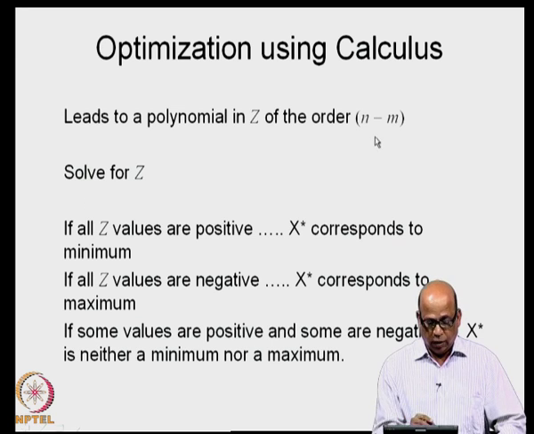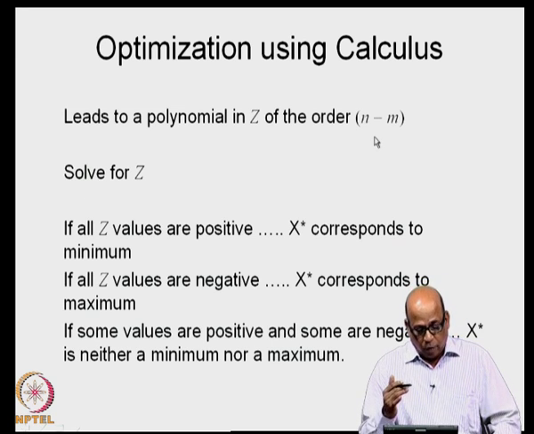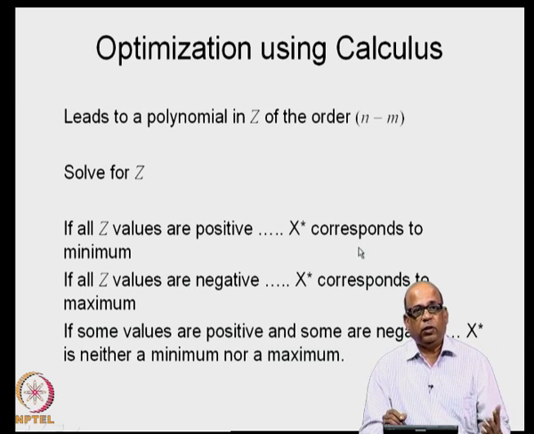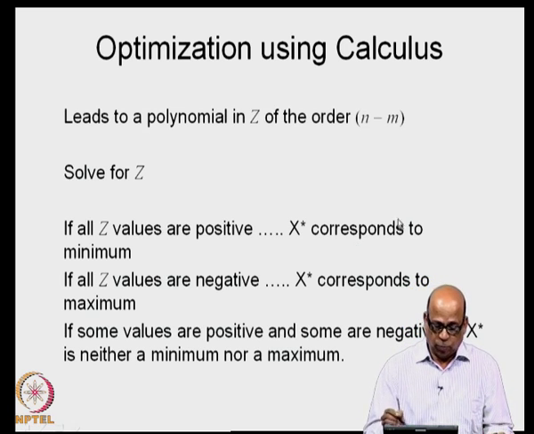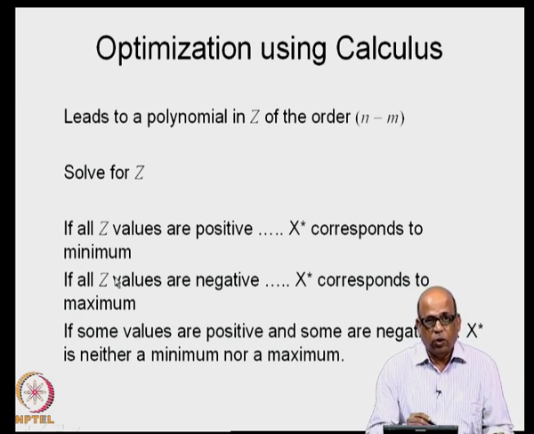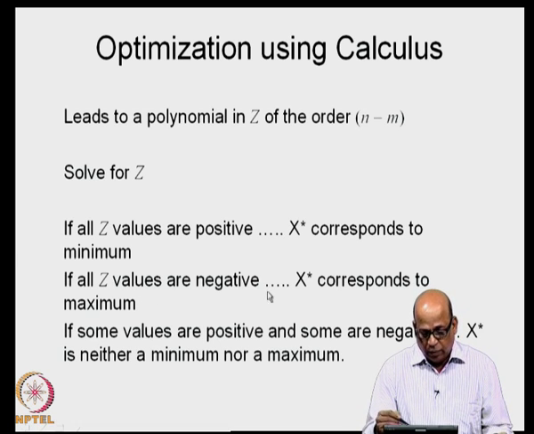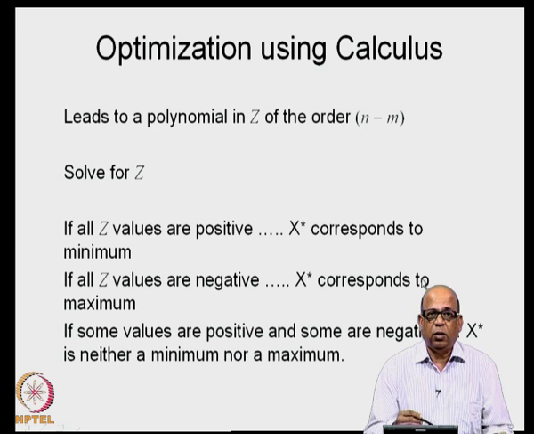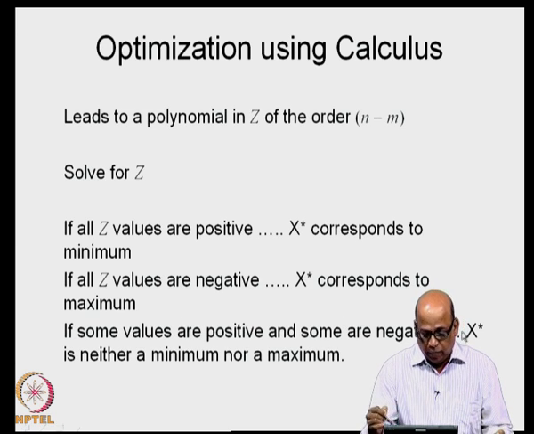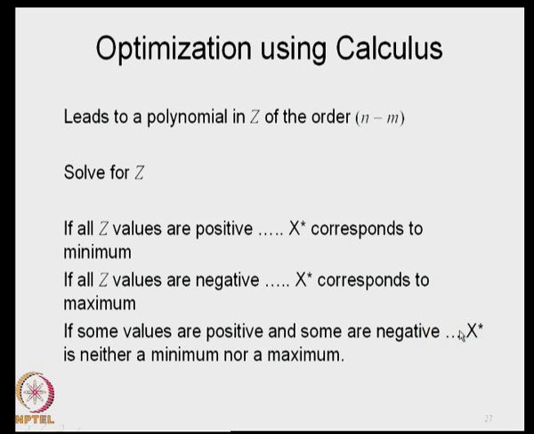We solve for Z. If all the Z values are positive, then the x star, which is the stationary point, corresponds to a local minimum. If all Z values are negative, x star corresponds to a local maximum. If some values are positive and some are negative, x star is neither a minimum nor a maximum.